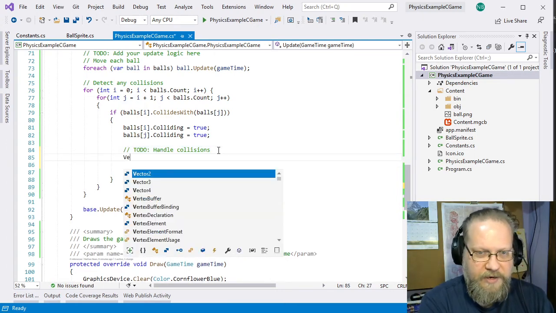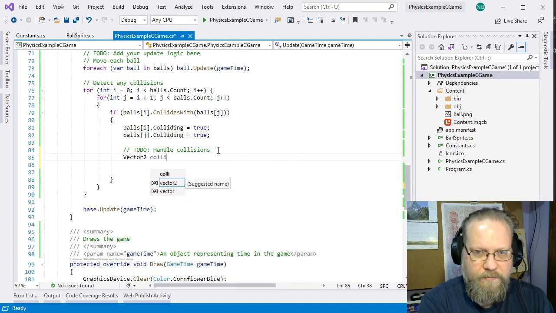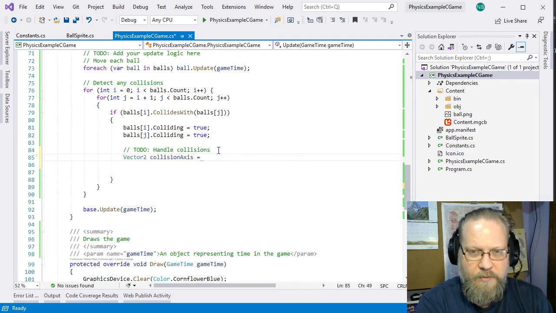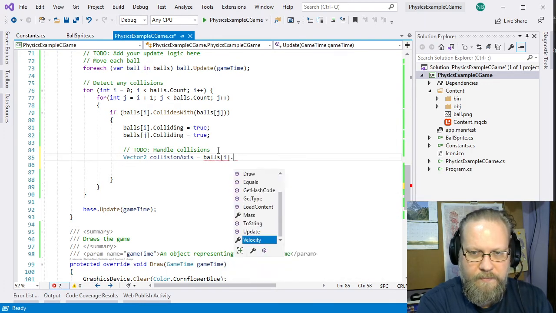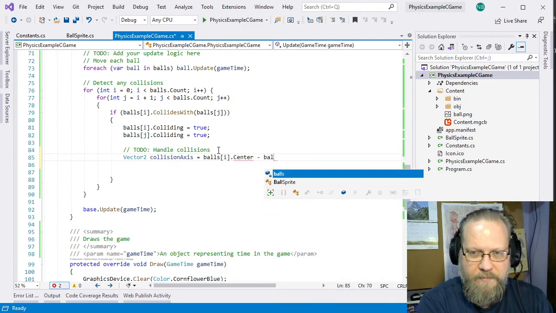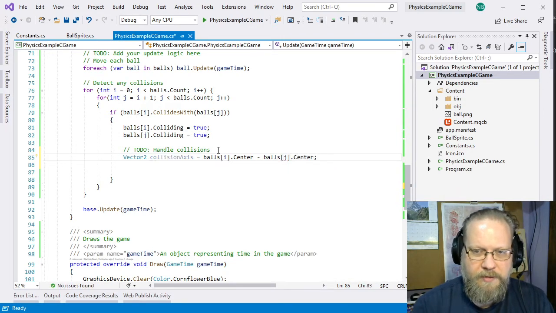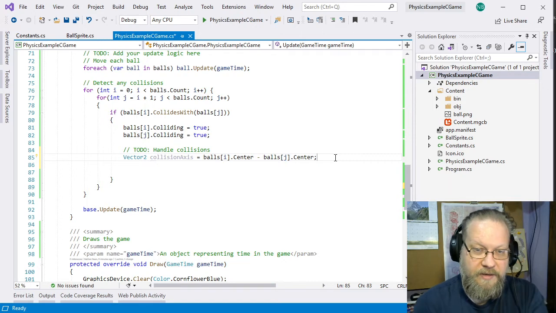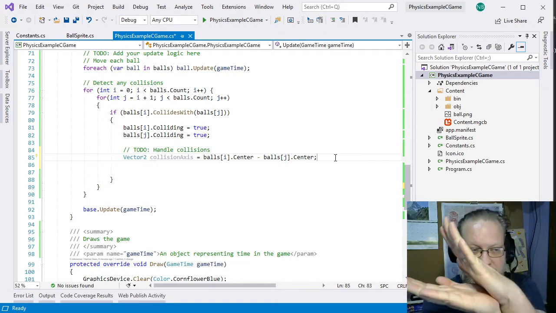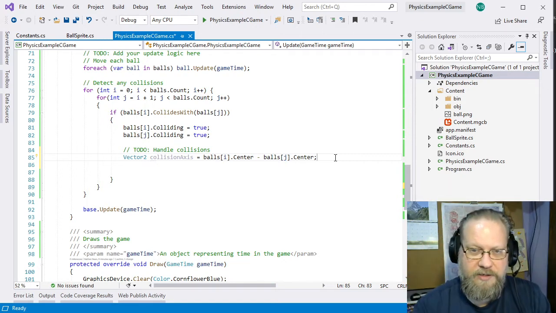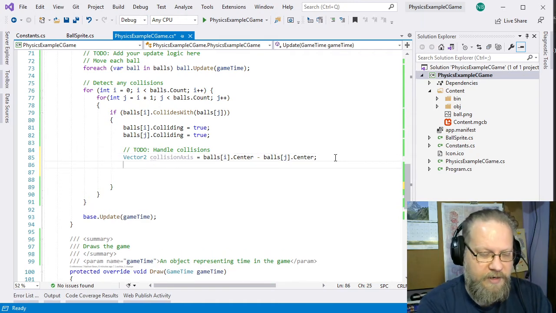So let's define a Vector2. And we will just take the first ball and then subtract from it the second ball's center. So this gives us a vector from the center of the first ball to the center of the second ball. And now to find how much of an angle there is between wherever that collision line is and the actual x-axis, we're going to find the angle between those two.